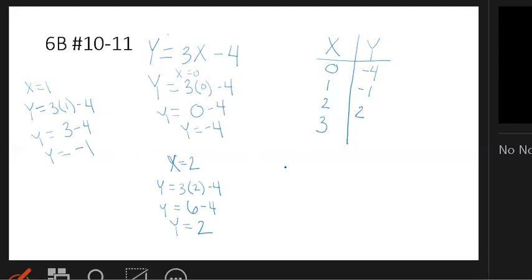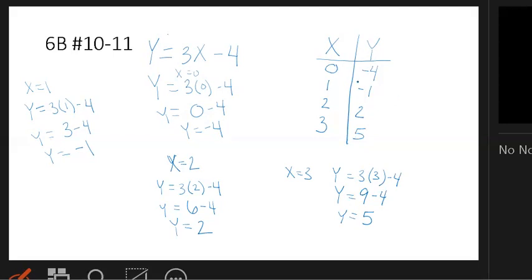The last one, if x is equal to 3, we would have y is equal to 3 times 3 minus 4. Y is equal to 3 times 3 is 9 minus 4. What is 9 minus 4? 5. So y is equal to 5.